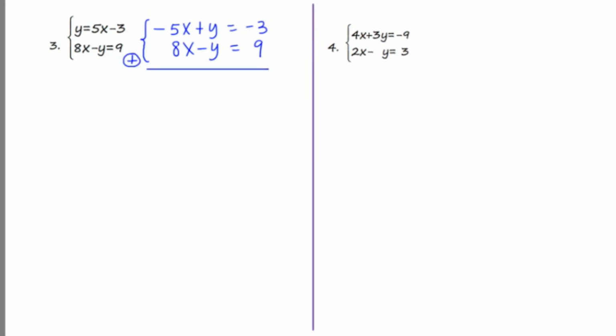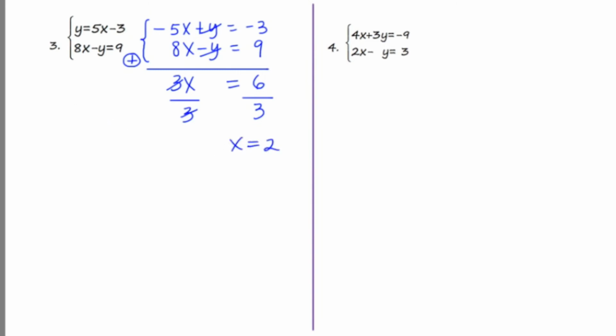Negative 5x plus 8x is 3x. The y and the negative y will cancel out. And negative 3 plus 9 is 6. I'll now divide both sides by 3. The 3's will cancel out. And I'll be left with x equals 6 over 3, or x equals 2.